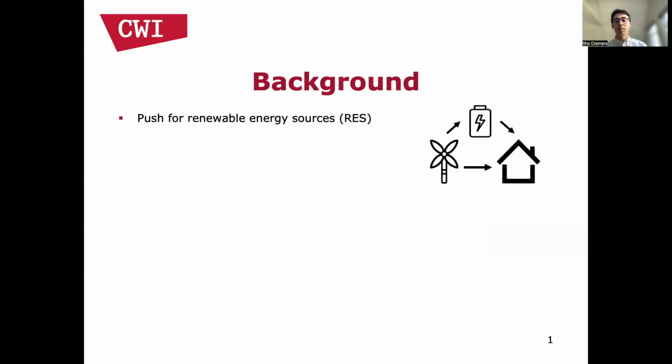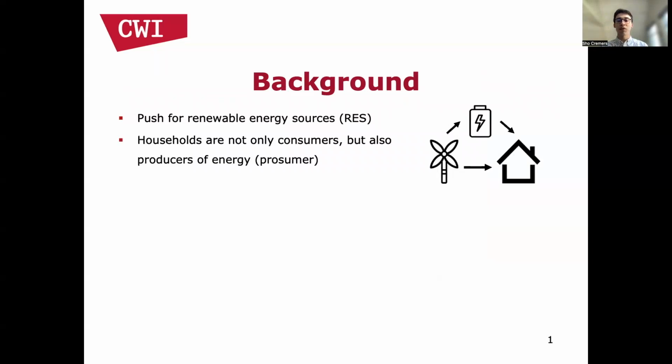Currently, many governments are supporting more and more the use of renewable energy sources, such as solar panels and wind turbines, to the public by giving them financial incentives. Because of this, many households are not only energy consumers, but also producers, and we call these households prosumers. Since these renewable sources are often not dispatchable in terms of energy generation, households are often equipped with a battery, which gives more flexibility to their energy usage.